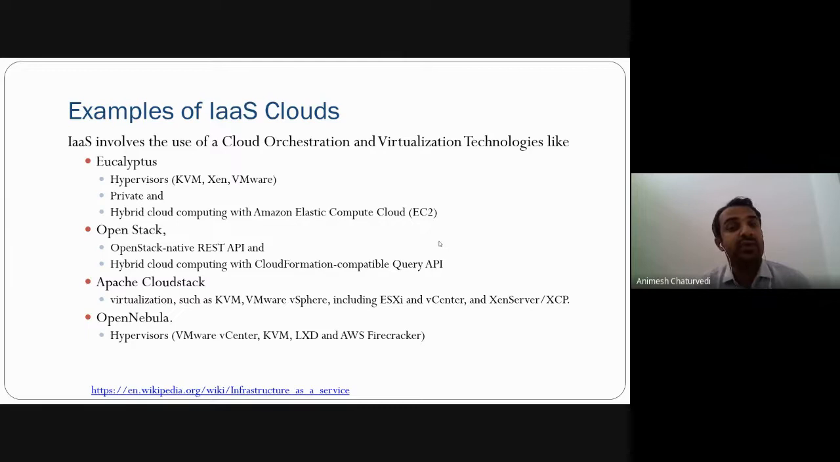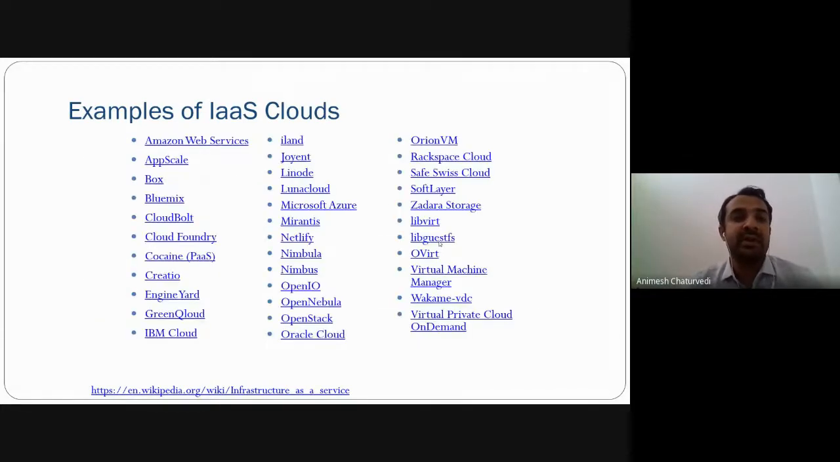So these are all the hypervisors. If you go into detail, these are courses, and there are lots of lectures and details for them. Then OpenNebula is there. OpenNebula is again using some hypervisors, which are VMware, vCenter, KVM, LXD, and AWS Firecracker. Then you have AWS. These are examples of IaaS clouds available. Amazon Web Services is the most popular one. Then AppScale, Microsoft Azure.